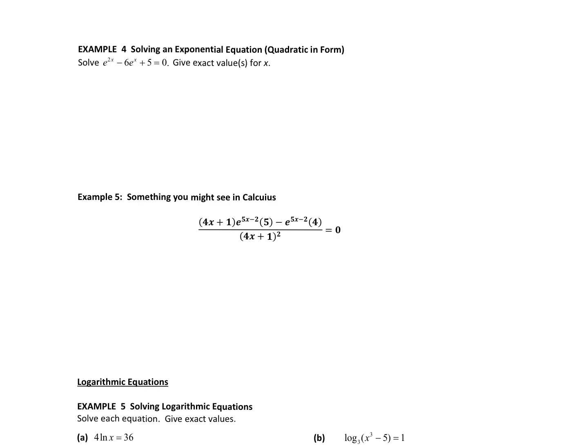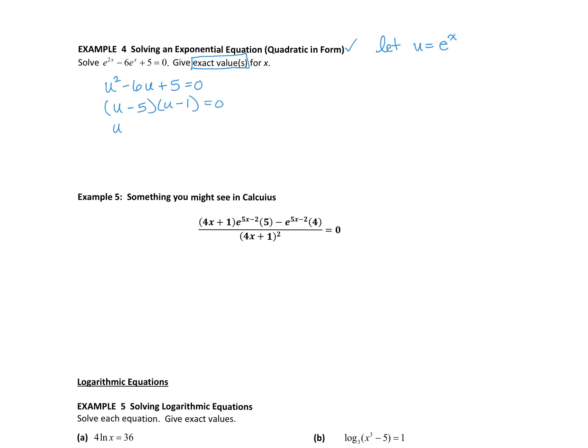Let's look at a couple of other equations that might involve an exponential expression, such as e to the 2x minus 6e to the x plus 5 equals 0. And in this case, we want to give the exact value. So you may notice that this is quadratic in form, and we can let u equal e to the x. So if we do that, we have u squared minus 6u plus 5 equals 0, which factors as u minus 5 and u minus 1.